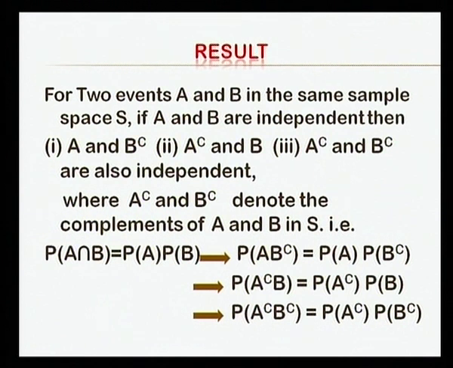That is, mathematically we can write this result as, if probability of A intersection B is equal to probability of A times probability of B, then probability of A intersection B complement is equal to the product P of A and P of B C, and P of A C intersection B is equal to P of A C times P of B, and P of A C intersection B C will be equal to probability of A C times probability of B C.